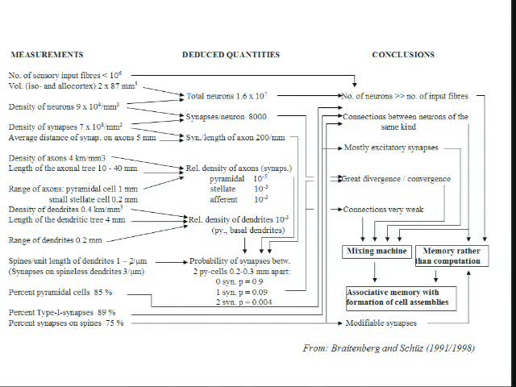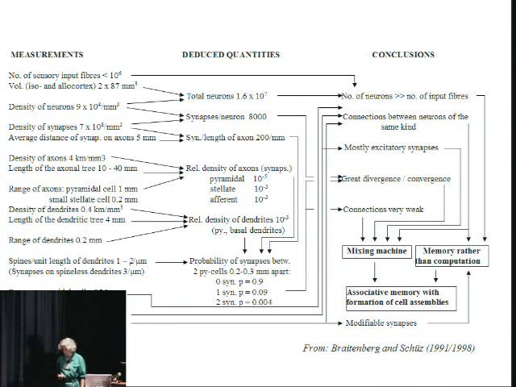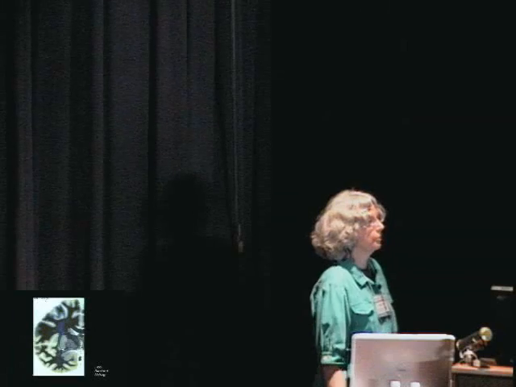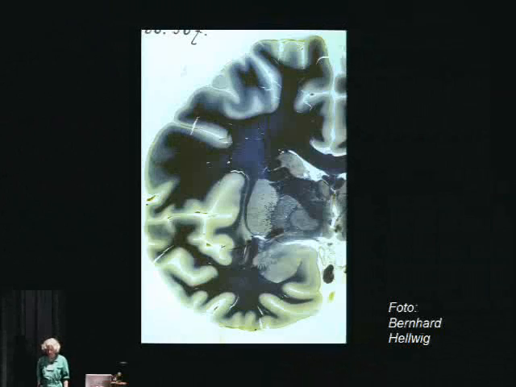From these measurements, you can deduce some other quantities, and this indeed gives you some interesting insights into the network structure of the cortex and the possible functions behind it. Now, I want to go through the most important points of this table stepwise. One of these points is evident from this picture.